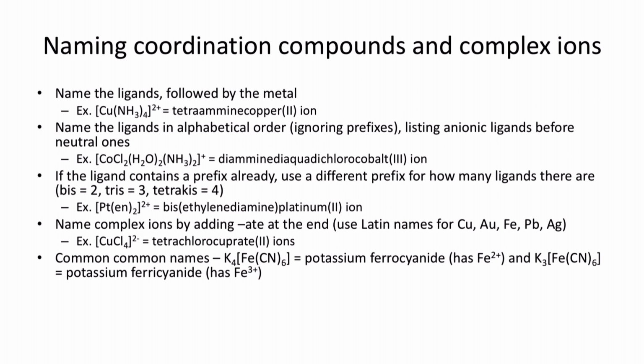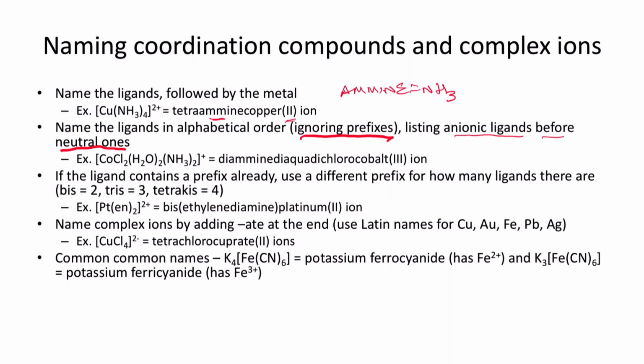So now, how do you name these things? Okay, well, first we name the ligands, and then we name the metal. So for example, if you had a copper ion in the center with 4 ammonia ligands, this is called tetraamine, 2 M's for ammonia, copper(II) ion. The II in parentheses is Roman numerals for 2, and the word amine is what I'm going to be using to represent ammonia, NH3. If I have multiple ligands, I go in alphabetical order. But when I go in alphabetical order, I ignore the prefixes. And I always list things that are negatively charged before things that are neutral.